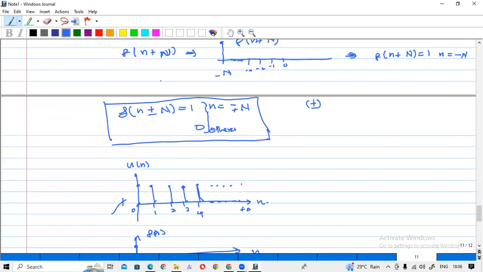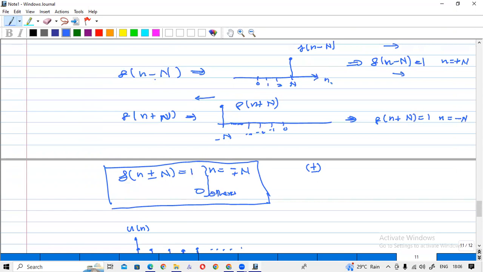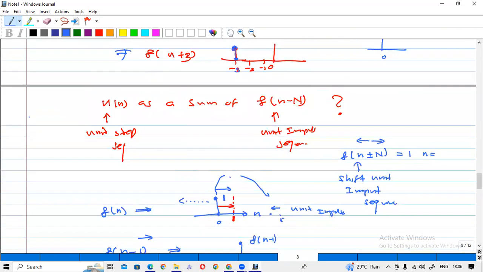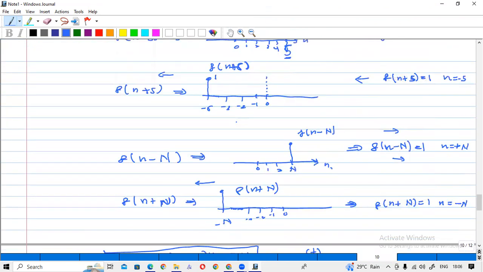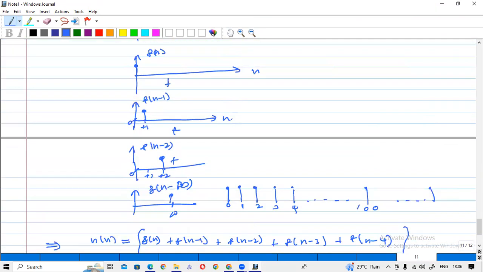So now I ask you to write the unit step signal as a sum of unit impulse sequences. Okay. So you can write it like this.